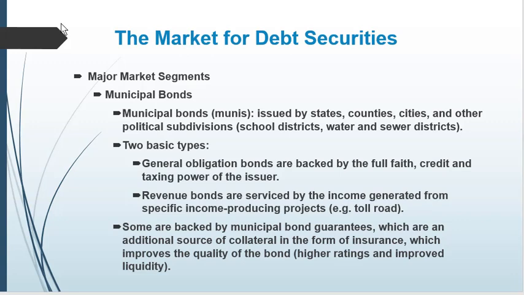Now, the challenge that we have is that there's this risk factor, right? What is the chance that the entity will not be able to raise taxes or have enough taxes to cover the payment? Some of these municipal bonds will have a guarantee. Essentially, they buy a form of insurance, which improves the quality of the bond. If they improve the quality, then they'll have a higher rating, which means they'll have improved liquidity. Higher ratings means they'll also have lower returns since they'll be lower risk.